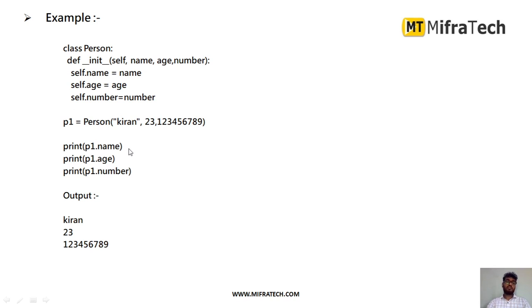So if I have to print a person's name, I have to print object p1.name. If I print p1.name, my output will be Kiran. And if I print p1.age, the age of that person will be printed. Similarly, p1.number will be printed. Similarly, if we create p2 is equal to Person with another set of parameters, and if we print p2's name and age, different values will be the output. So this is how a class will be declared, and we can access the elements of the class using this dot operator.